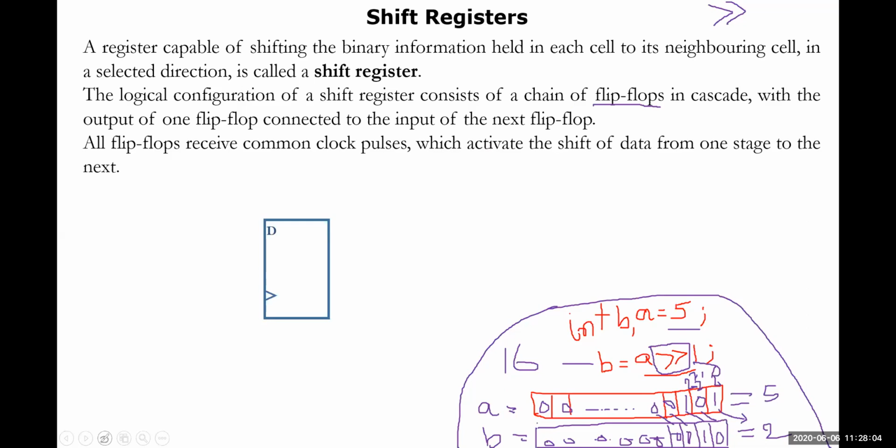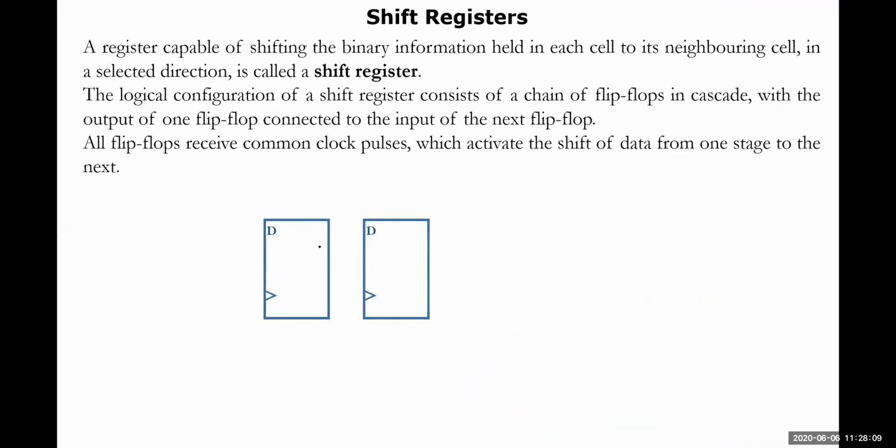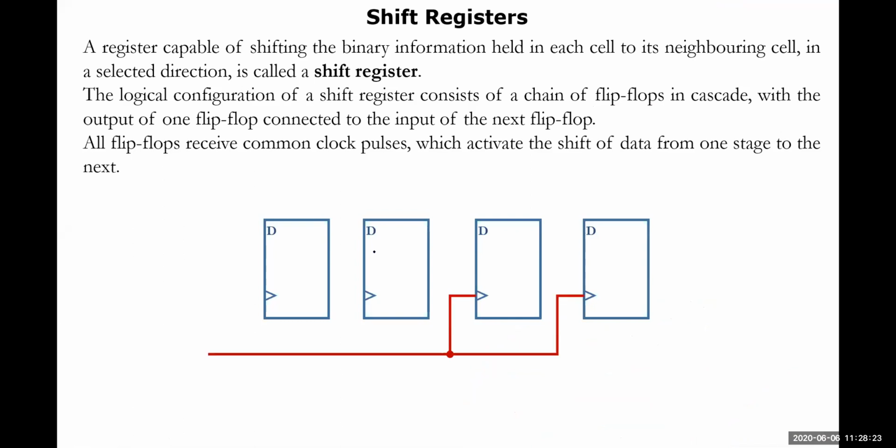Let me clear off everything here, then you can understand. For this shifting operation, we would like to consider D flip-flops. 4-bit shifting is going to take place here, so I'd like to consider 4 D flip-flops. The clock will be common, as I said just before, so a common clock pulse is taken into consideration. This is the shift input, and this is the shift output here.